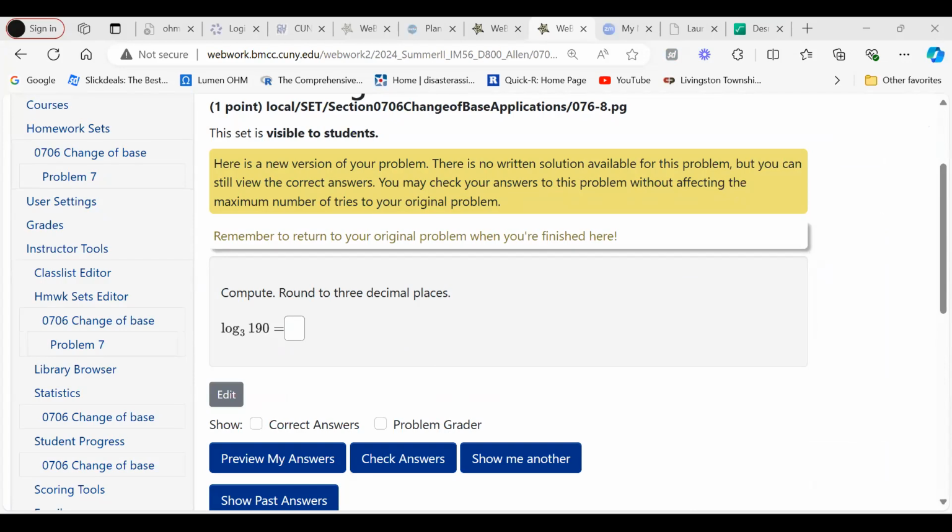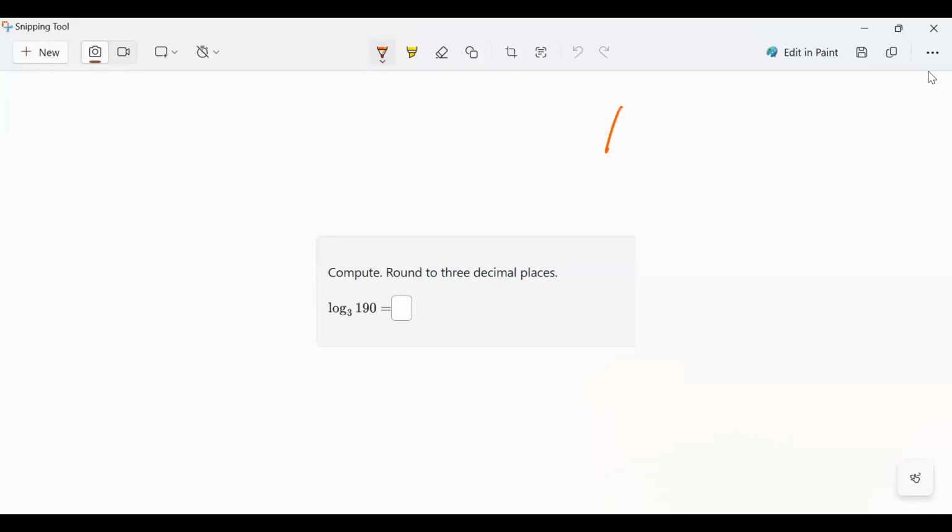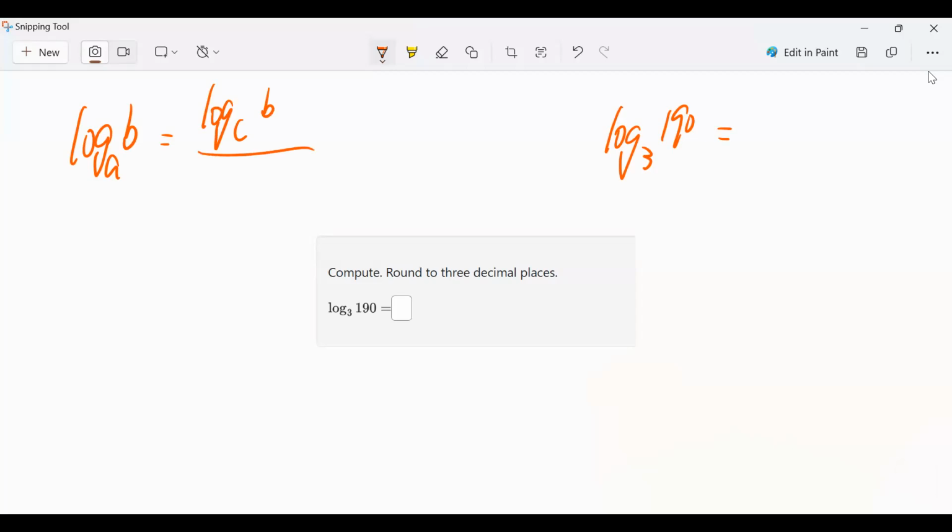Meaning that you can either change the base to ln or the log with base 10, right? Either one you like, not a problem. So log base 3 of 190. Remember I showed you last time, this is the change of base formula: log base c of a over log base c of b, where c is the common base.